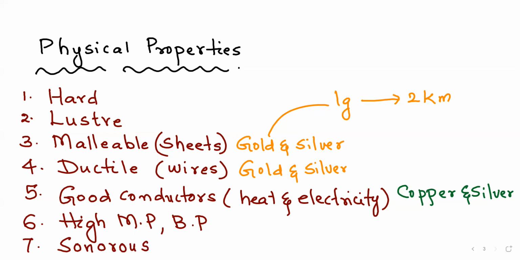So these are the basic properties of our metals, and it is easy to remember about non-metals because all these properties are opposite for non-metals. So non-metals are not hard, they don't have a luster, they are not malleable and ductile, instead they are very brittle, they are bad conductors of heat and electricity, they have very low melting point and boiling point, and they are not at all sonorous. Okay, so these are the physical properties of metals and non-metals.